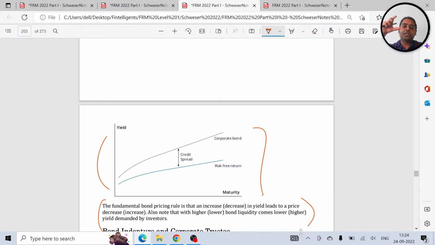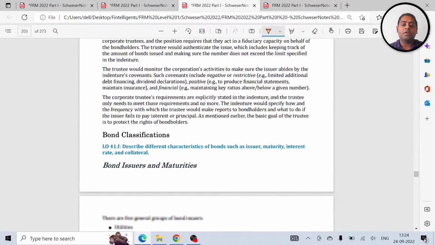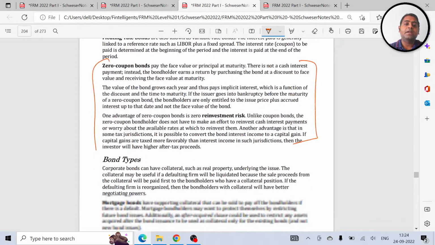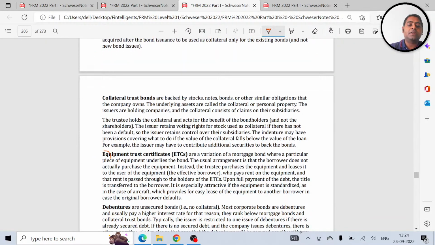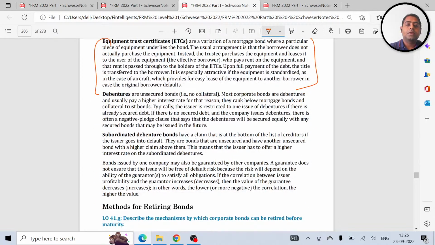Okay, the first page, that section. Then there is a lot of basics of bond part. How do we classify bond? Zero coupon bond. This section can be tested. The reinvestment risk, mortgage bond, collateral bond, equipment trust certificate can be tested. Important. Subordinate bond can be tested if they want to test it.